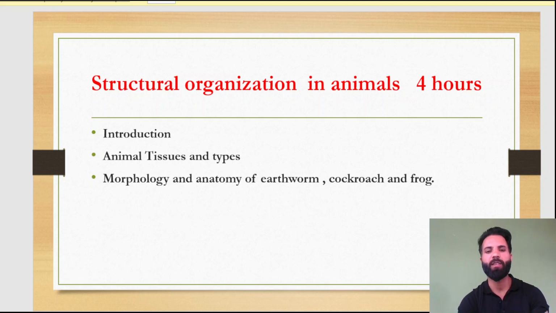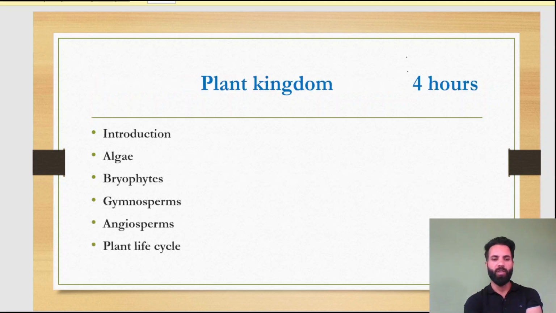Then the last topic is the morphology and anatomy of earthworm, cockroach, and frog. For the board perspective, this topic is important. In comparison to NEET, this unit will not gain much, maybe two questions. One question will come from animal tissues or from the earthworm. So this is about Structural Organisation.